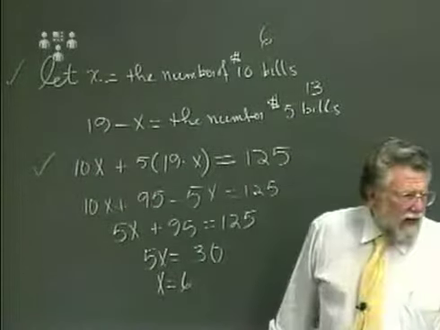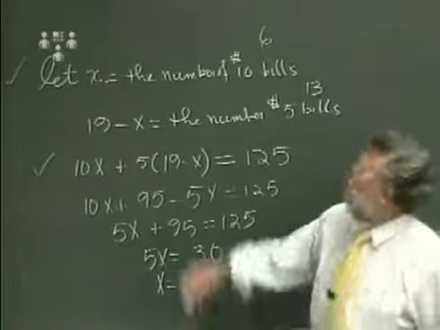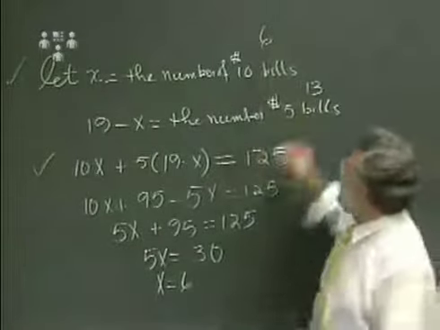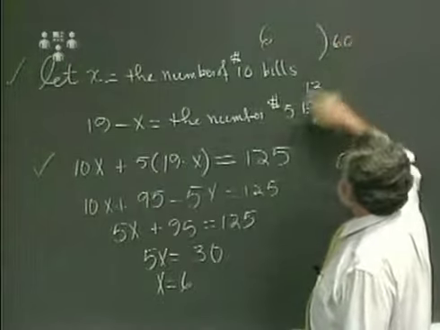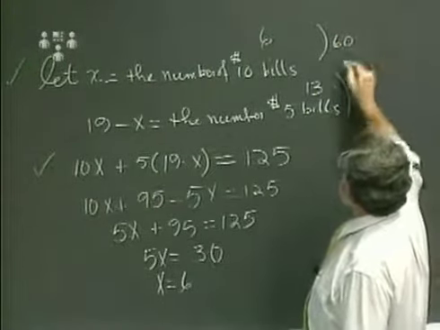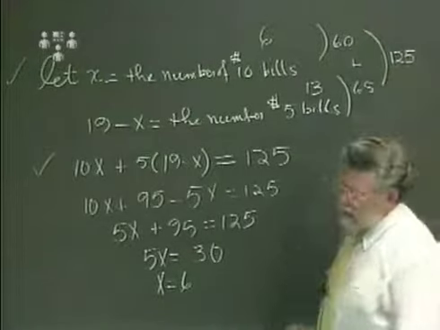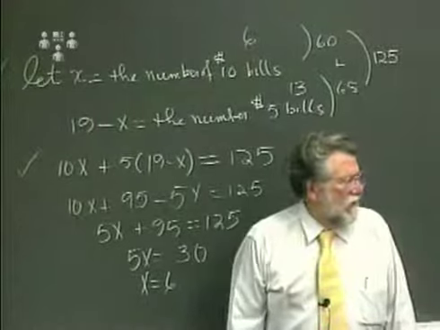How do you check your problem? Yeah, plug in the values, or you just say, well, 6 tens, that'd be $60, correct? And 5 times 13 is $65. And if I add those two together, do I get $125? Yes.